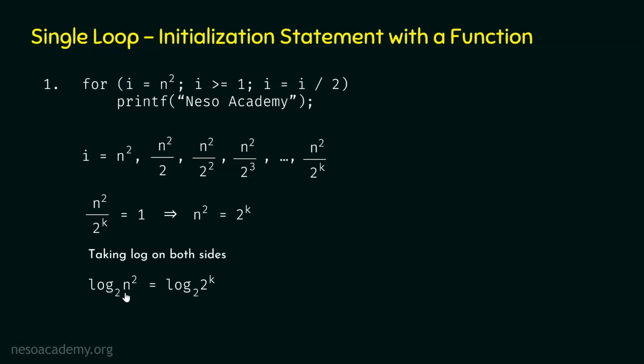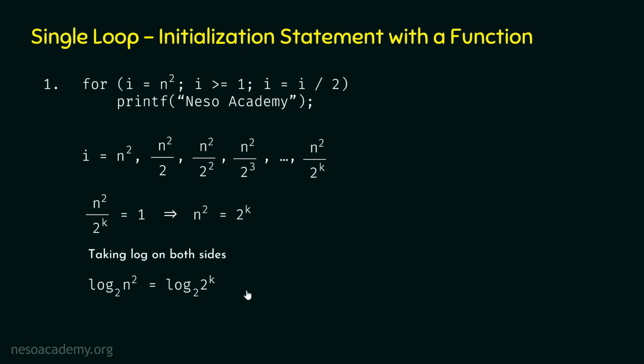Here we have log n square base 2. So a is n, b is 2 and c is 2. Log a power b base c is equal to b times log a base c. So we will get 2 times log n base 2. And in the RHS we will get k times log 2 base 2.